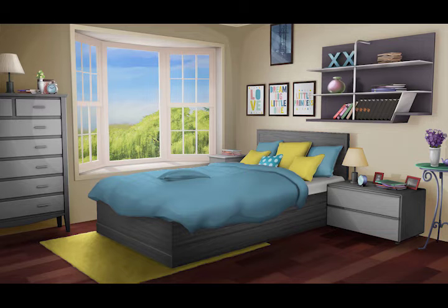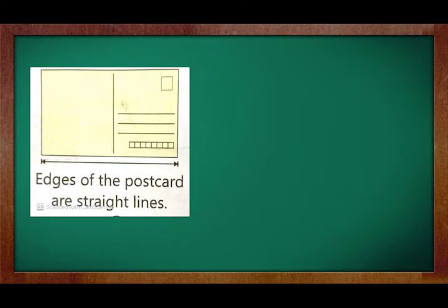Now, look around your house. Which things can you see? Bed, almirah, window, door. These all things are made from straight lines. See some more examples. See this postcard. Edges of the postcard are straight lines.